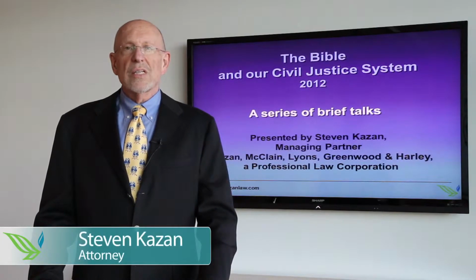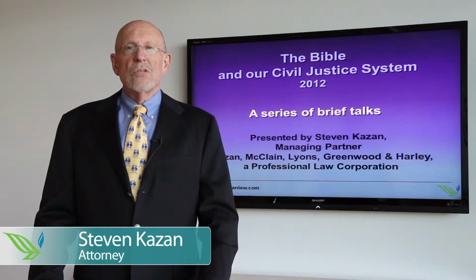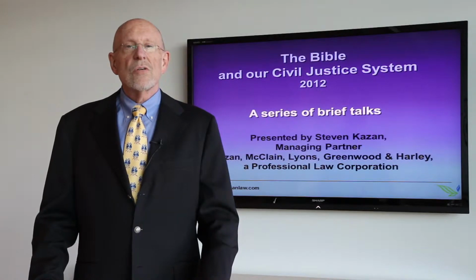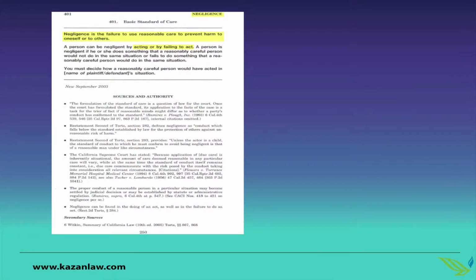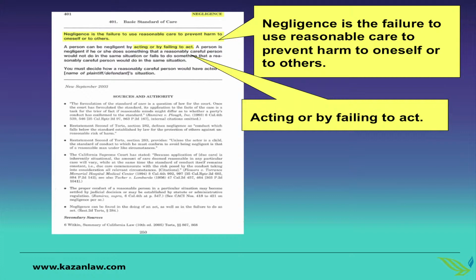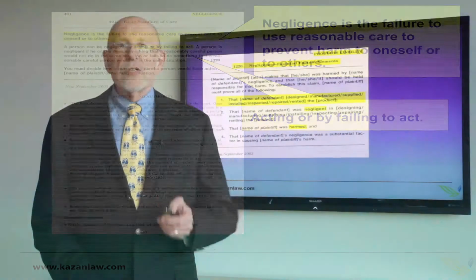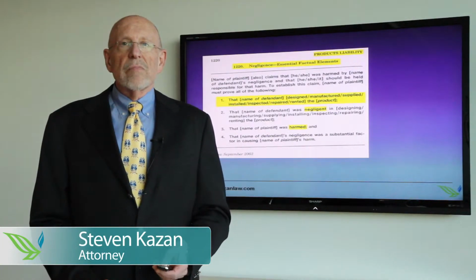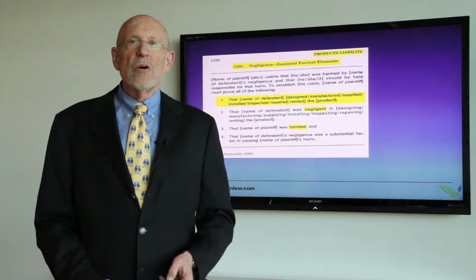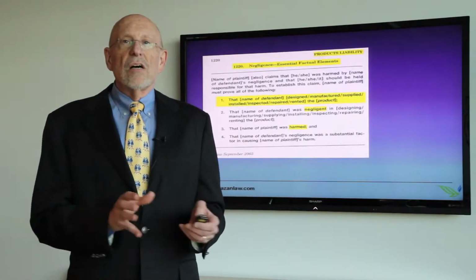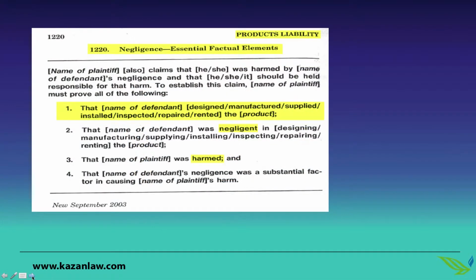I'm a trial lawyer in Oakland, California, and I want to talk to you today about the sources of the law under which our civil justice system operates. Negligence means the failure to use reasonable care to prevent harm to oneself or to others. And you can be negligent by what you do or by what you fail to do. There's specific provisions for negligence involving defective products. Cars, trucks, locomotives. In essence, our version of the role that oxen played in biblical times.